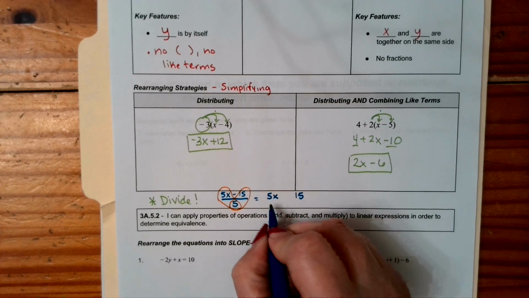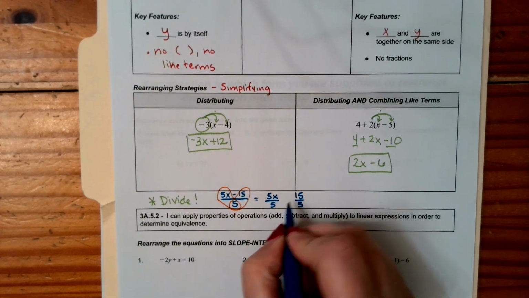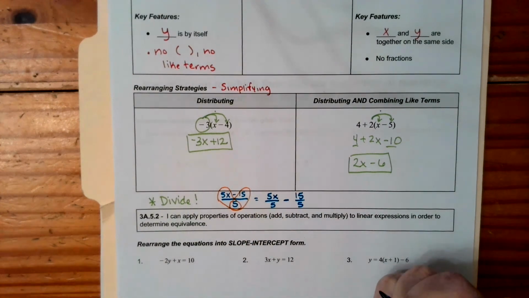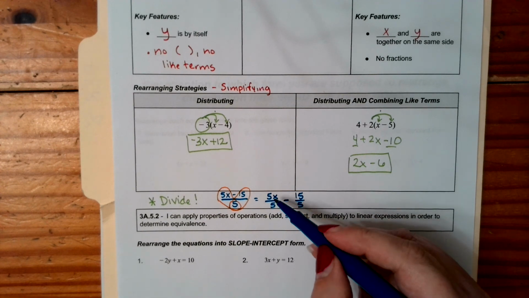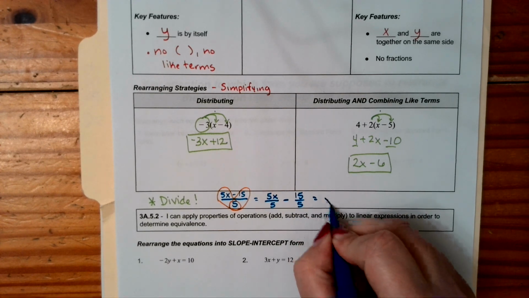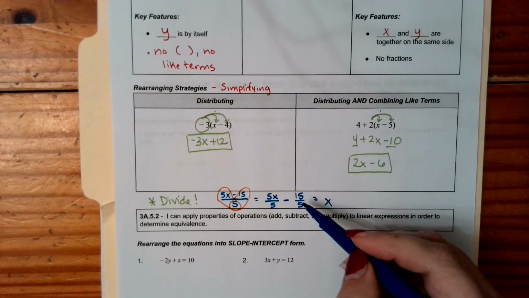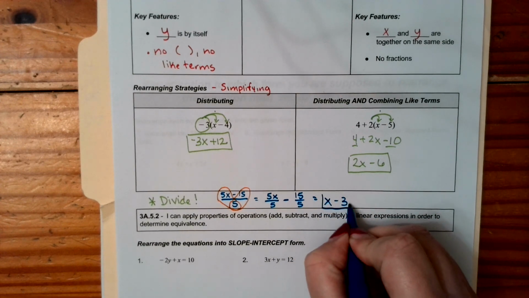We're going to space them out, and we're going to divide both of them by 5. And since we had a minus sign, we're going to put a minus right there. Well, now we can use our calculator if we need to and just simplify these. So 5 over 5 is going to give us 1x, so we can just write x. And then 15 over 5 gives us 3, so we can write -3.